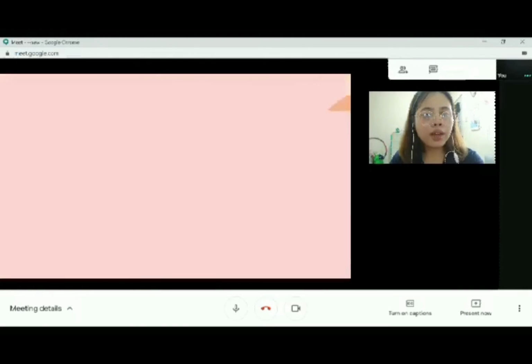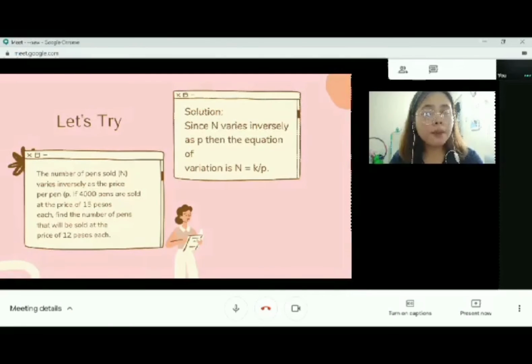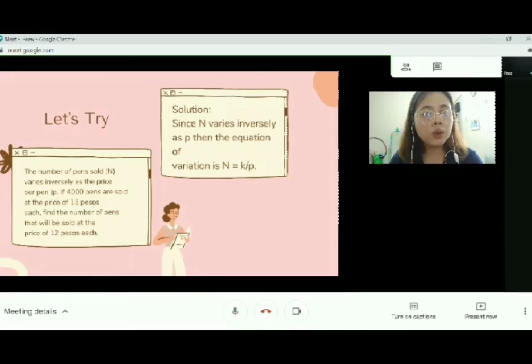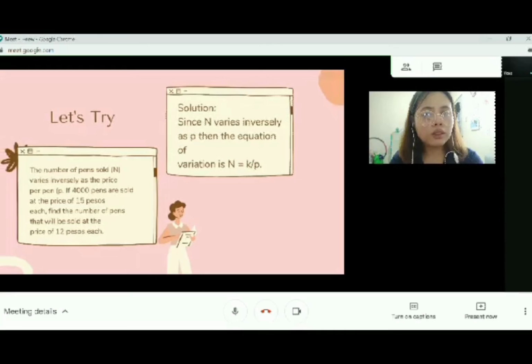So let's try. The number of pens sold, which represents n, varies inversely as the price per pen, which represents p. If 4,000 pens are sold at the price of 15 pesos each, find the number of pens that will be sold at the price of 12 pesos each. So the solution will be: since n varies inversely as p, then the equation of variation is n equals k over p. Anyone who wants to solve the equation?